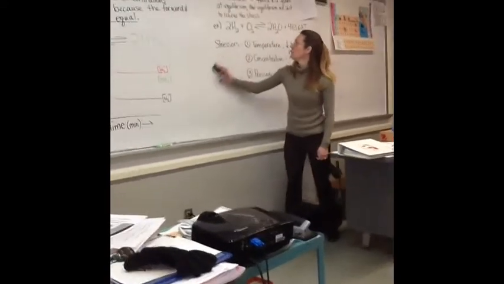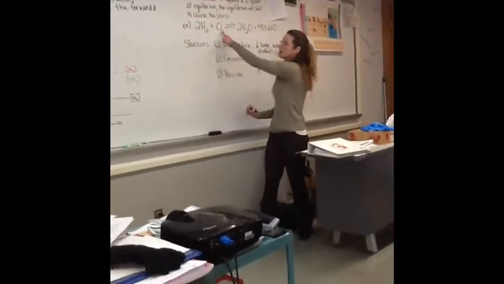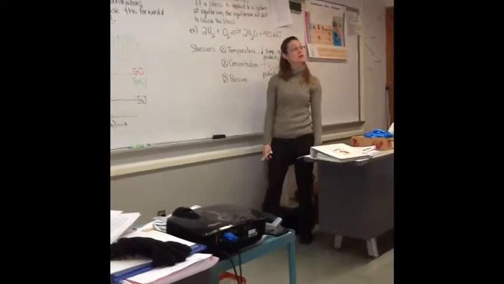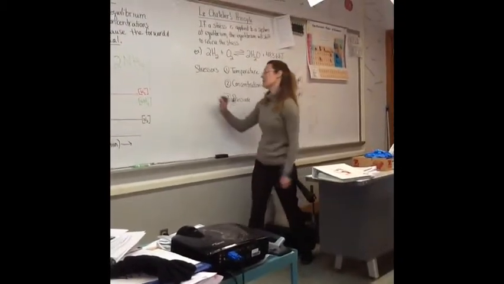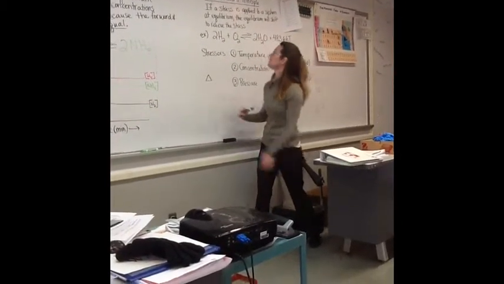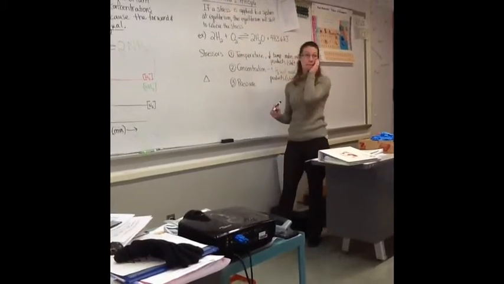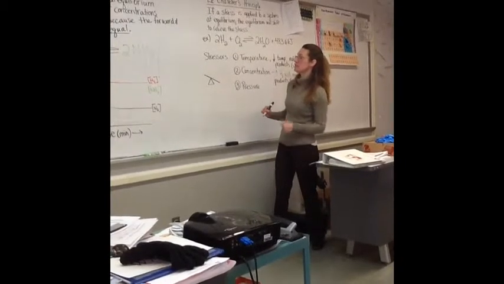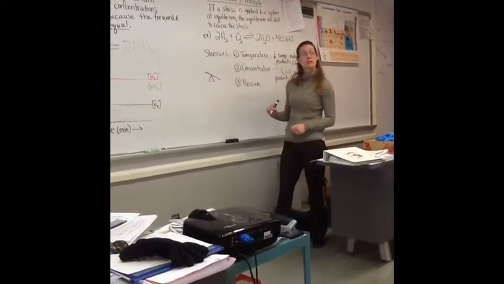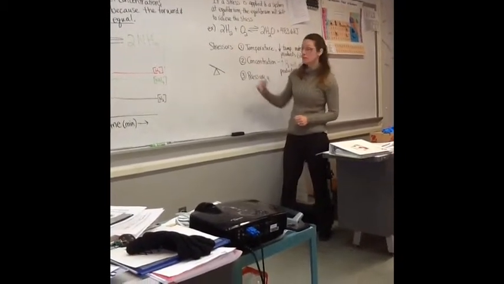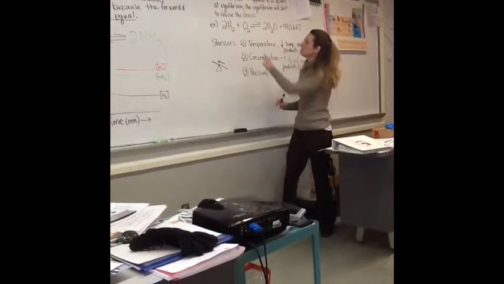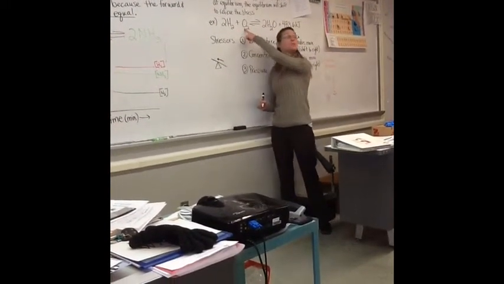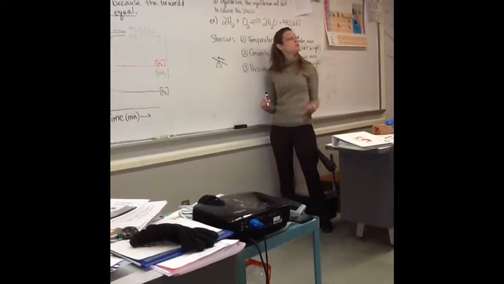Okay? Now, what if I took oxygen away? What would my teeter-totter look like then? Which side would be up? If I took oxygen away, the left side would be high, right? I took some weight away from the left side. Now which direction would my equilibrium shift? To the left. My equilibrium would have to shift to replace the oxygen that I removed.